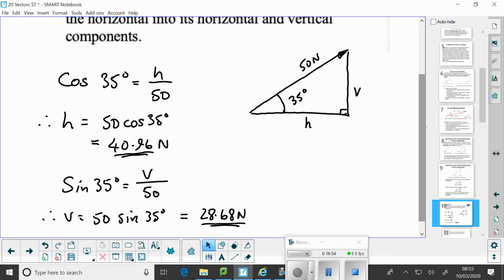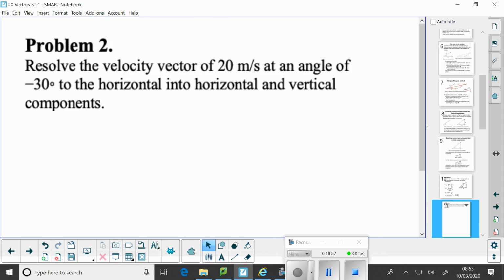Right, second problem. Another 5 minutes and I'm going to pick someone to come put their answer up on the board.